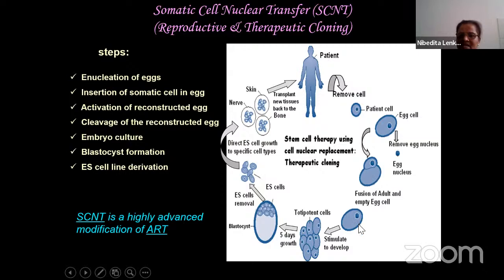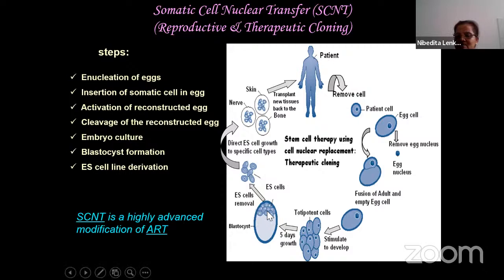Then this is further stimulated and developed by chemical or mechanical stimulation, and you develop the blastocyst. Then you take the inner cell mass cells, get the embryonic stem cells, and then grow and differentiate them, and if required, they can be given to a patient for therapeutic purpose. This is defined as therapeutic cloning, because you are stopping at this stage without implanting.